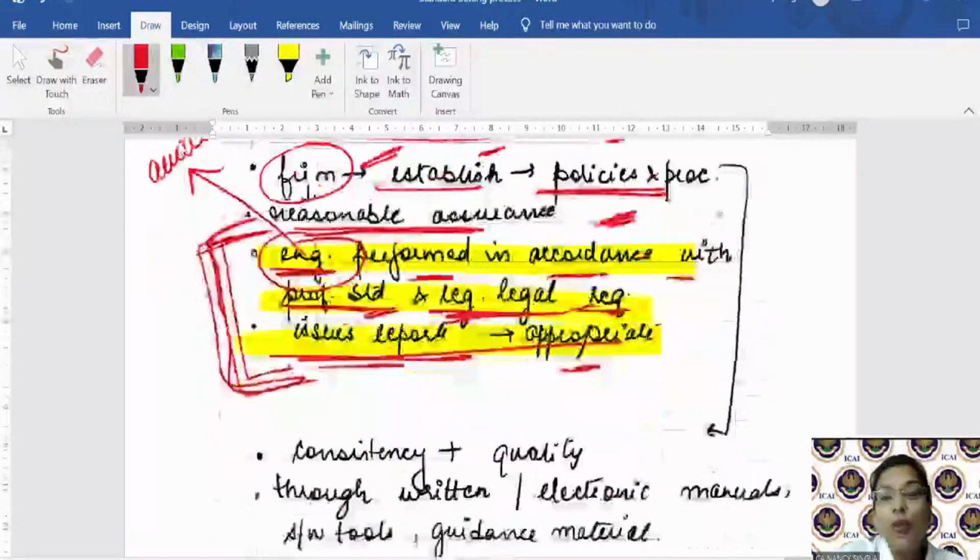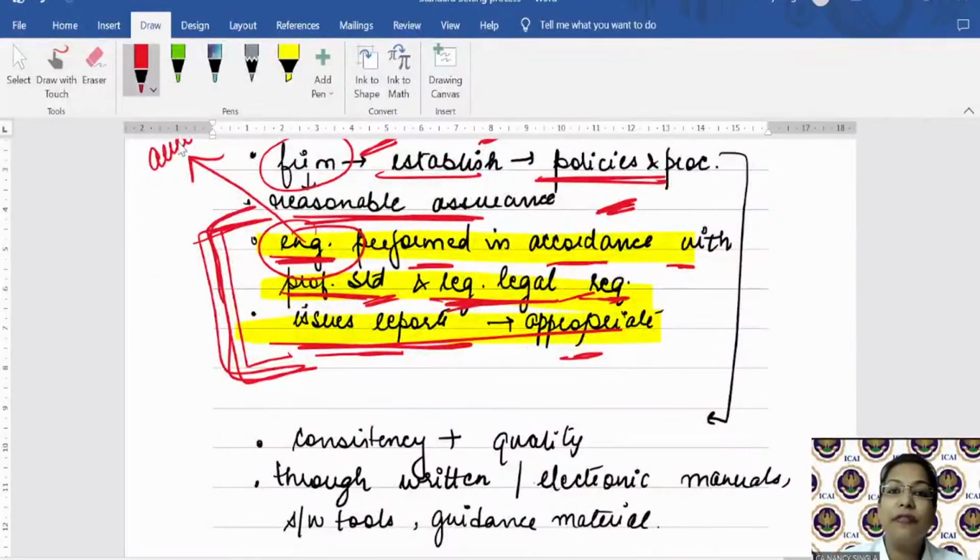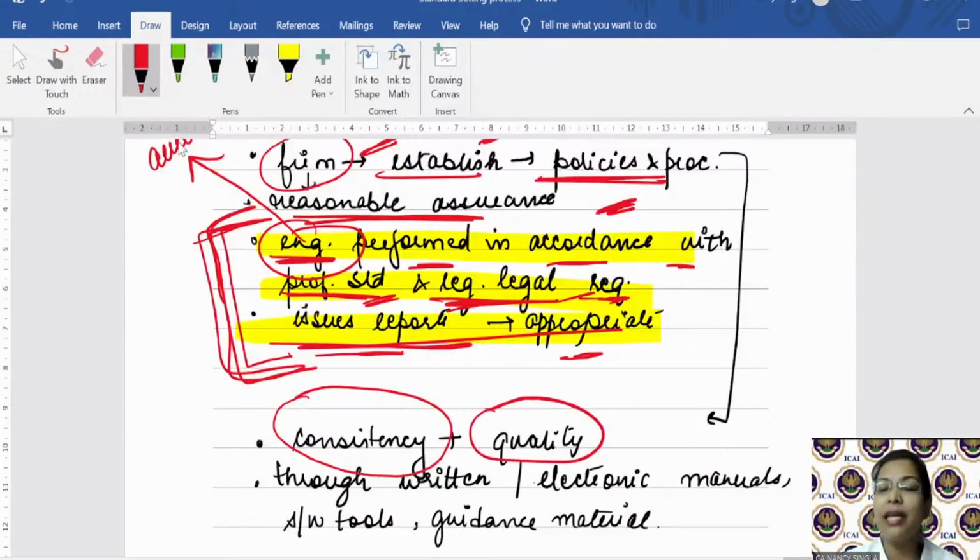Now, what is the benefit of establishing the policies and procedures with respect to engagement performance? See, there is a set format that if any audit is to be conducted now, this software will be used. Right? These are the manuals. First, the audit team will go through the manual. They have a checklist that you need to obtain all this information. This is going to increase consistency and thereby increase the quality. Engagement, how the engagement is being performed, how the audit is being conducted.